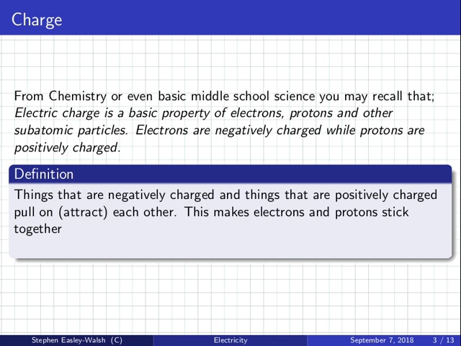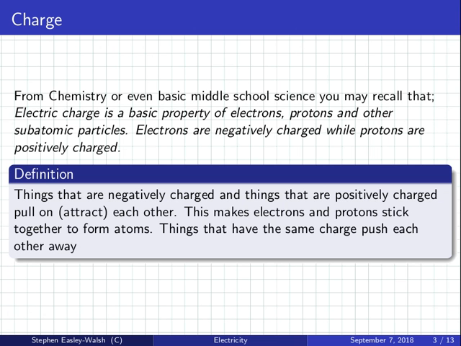So the positive and negative is what helps the electron stick to the proton because they're attracted. Yeah. You probably talked about this in chemistry. So things that have the same charge push each other away. So 2 electrons separate, or 2 protons want to separate. Okay. What would you call this? What do you call this in chemistry? This law or this observation? Do you give it a name?